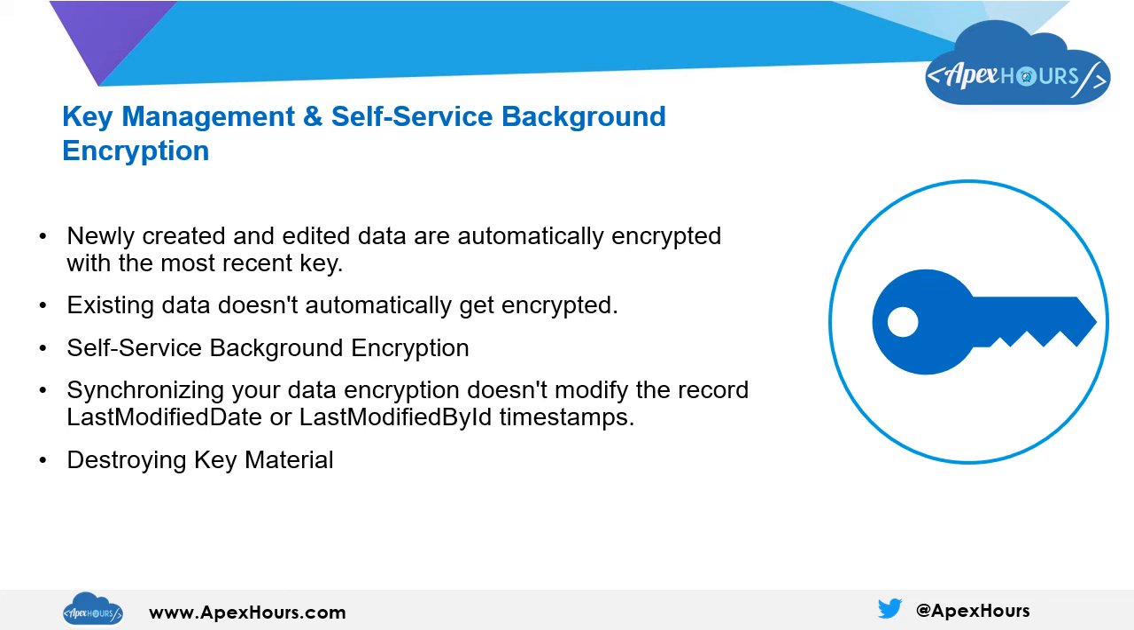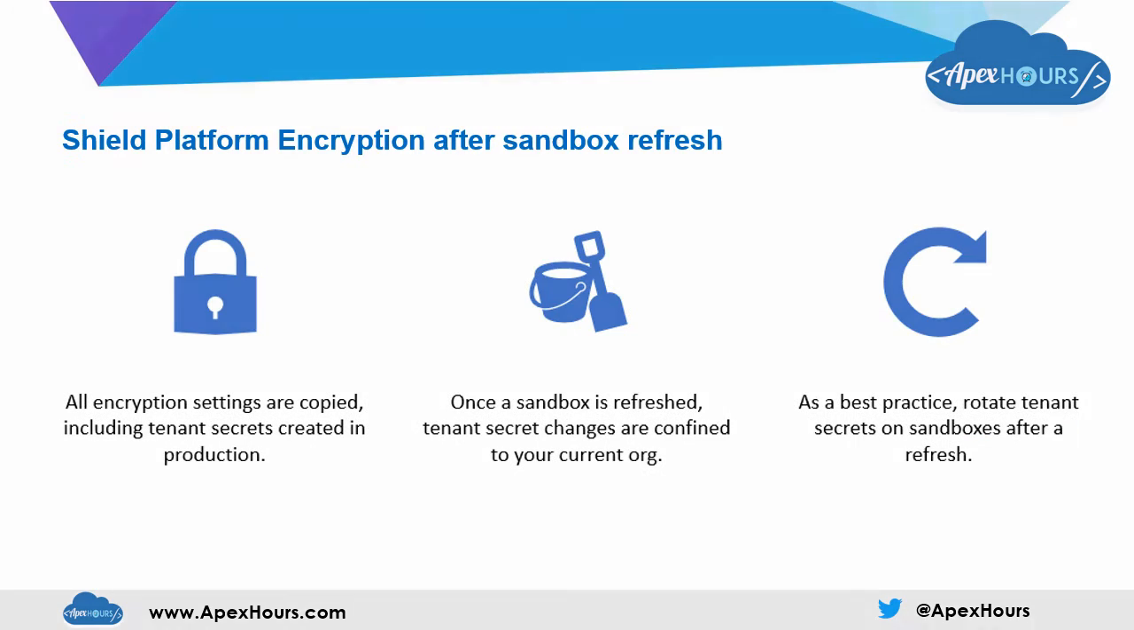Now, what are the things we have to note when a sandbox is getting refreshed, which is having encryption enabled in production? So let's see what are the things we have to note. If Shield platform encryption is enabled on production org, all encryption settings are copied, including the tenant secrets created in production, to the sandboxes. But once the sandbox is refreshed, the tenant secret changes, if you do any changes, are confined to your org itself, your current sandbox only. So as a best practice, it is always better that you rotate the tenant secrets on the sandbox after refresh. Let's move on to the next slide.